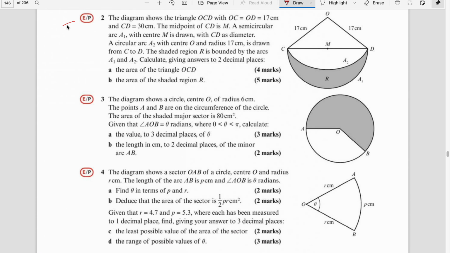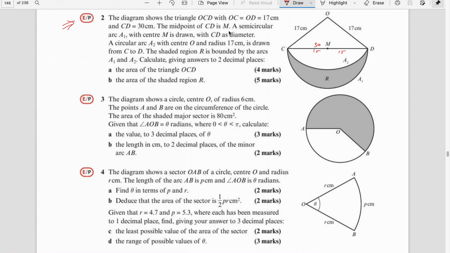Question number 2 in the next exercise. The diagram shows the triangle OCD with OC equal to OD equal to 17, that is the radius, and CD is equal to 30. This is 30, the diameter is 30, so the radius should be 15 and 15.